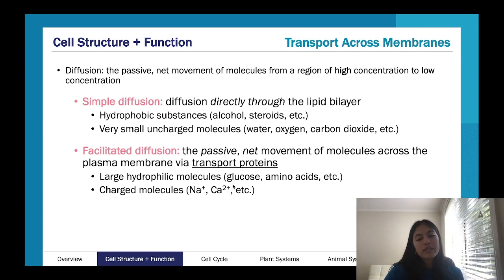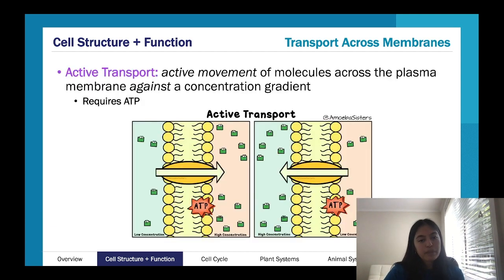So by having these transport proteins, it allows our big molecules, our hydrophilic molecules, and our charged molecules, the ones that wouldn't be able to go through without the transport protein, to scoot through. It basically gives them a direct channel. That's what we'd call facilitated diffusion. Again, it makes sense in the name. Simple diffusion, you just go through. Facilitated, you need something to facilitate the diffusion.